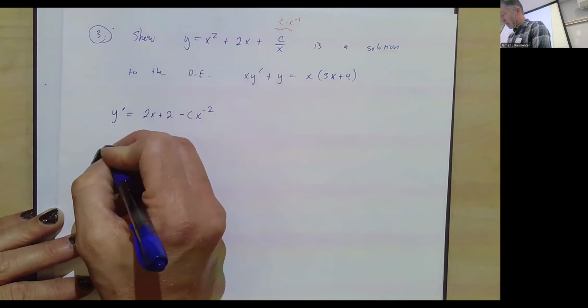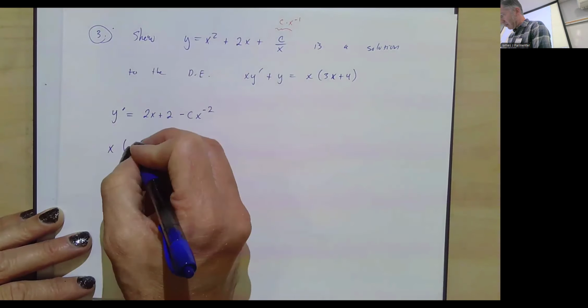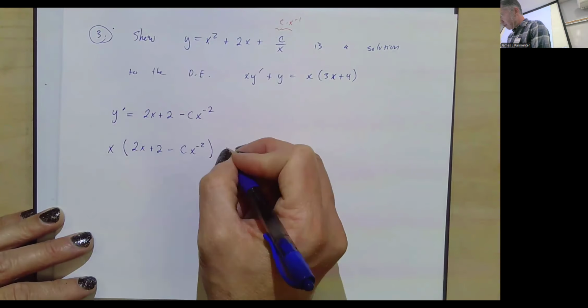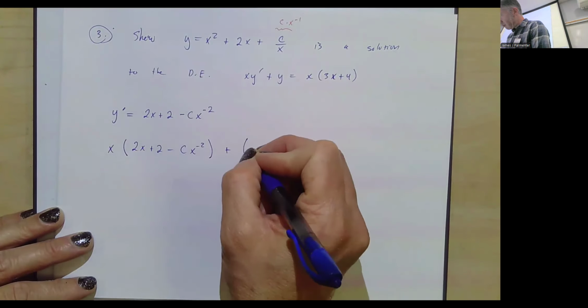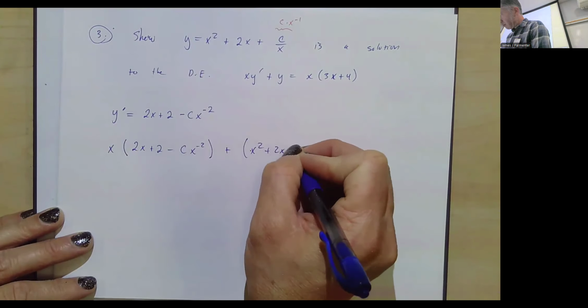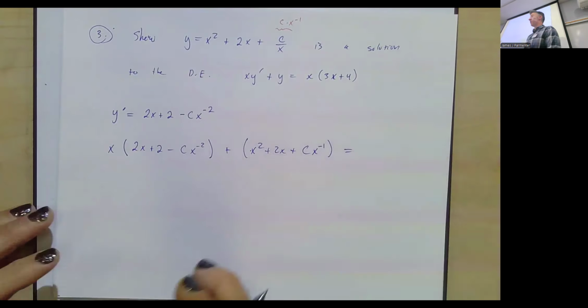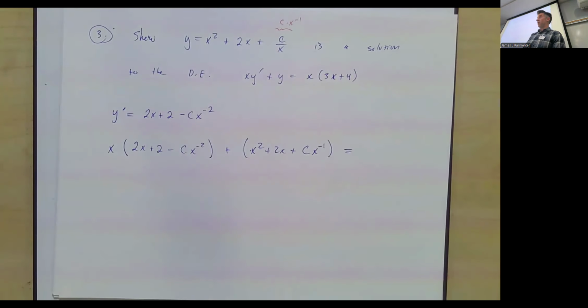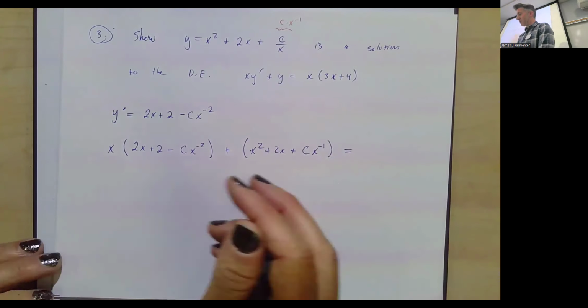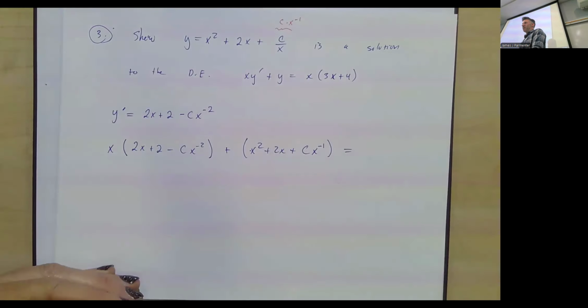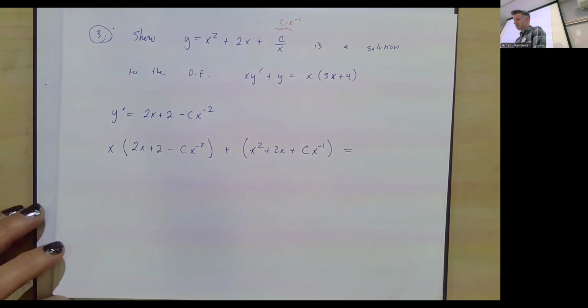Let's see. So I'm going to have x times all of this plus y equal to, I'm going to try and get it to be equal to x times 3x plus 4. I'm not just going to say it's equal to x times 3x plus 4. Plus, it's less writing if you do it this way. Because if you wrote this over here, then the next step you would still write the same right hand side. You would just keep writing the right hand side. It's kind of unnecessary.